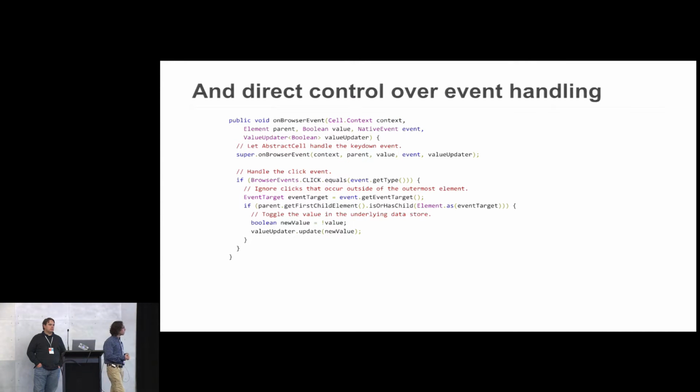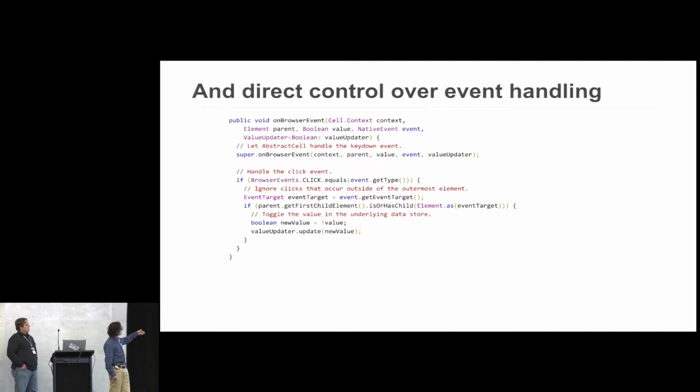And they also give you this direct control over event handling. So here you see we have something that is intercepting a browser event. And you get some really low-level information, like the element that was clicked. You get the native information and native events, and you can do what you want with that event, but you can get information like the type of event. In this case, what we're doing is toggling a value once we decide that the click was actually in the right spot on the cell.